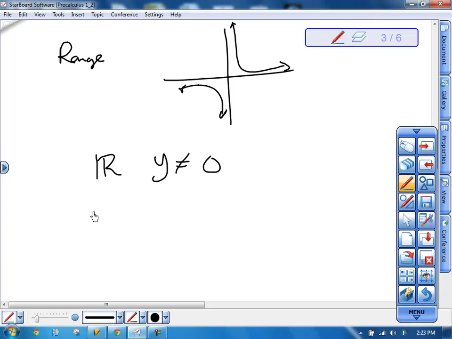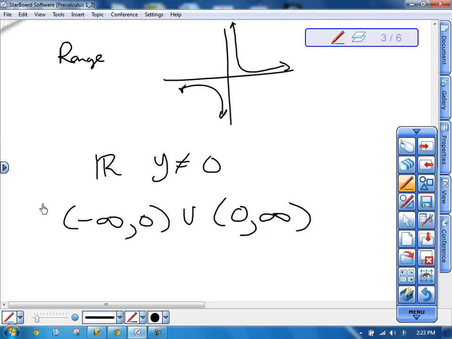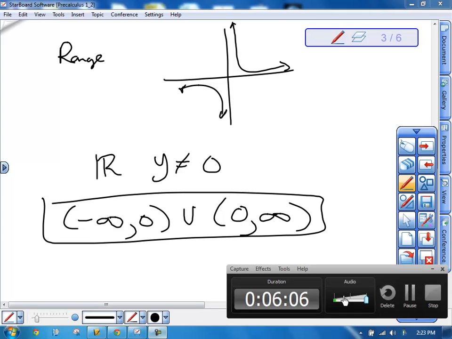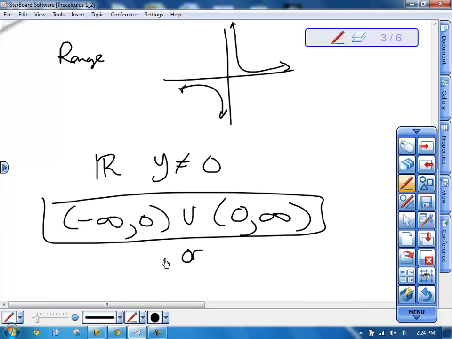Now, with interval notation, we'd say it like this: negative infinity all the way up to 0, not including 0, as well as, union, 0 to positive infinity, not including positive infinity. That's the better way to write it right there. You could use the word or in place of union as well, but it means both. What the word or means in math is both this branch and this branch.